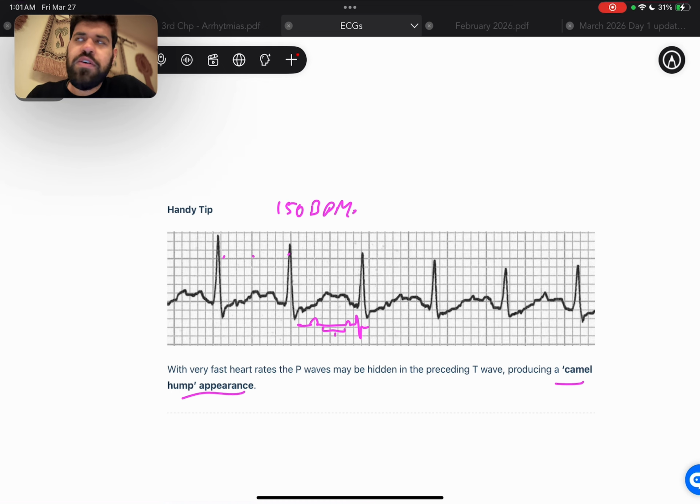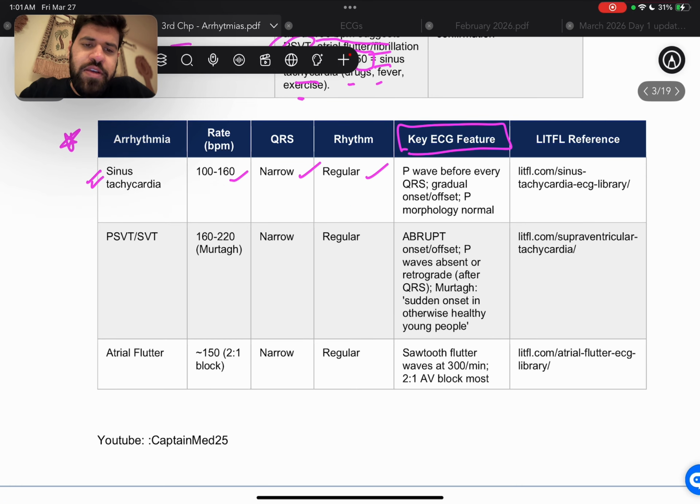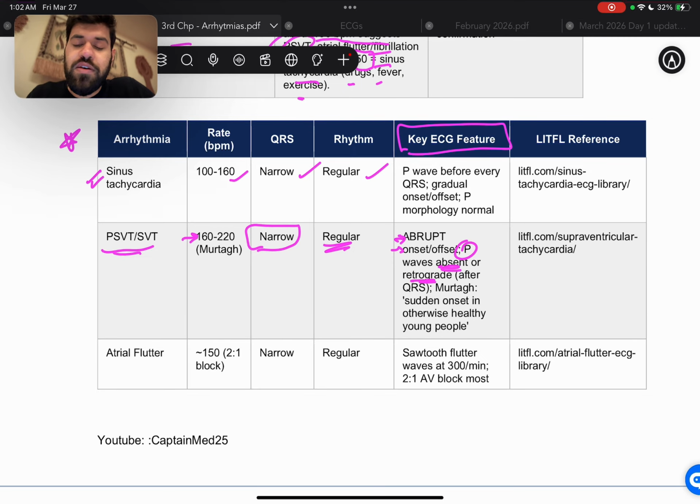If you can go over the last video, we went over the pathway followed for deducing an ECG. Now coming up to PSVT or SVT, the rate is going to be significantly higher than normal tachycardia. QRS again normal, and the rhythm is regular. All right, so abrupt onset and offset, P waves are absent in this, or retrograde. That means they're hidden under the T waves themselves. All right, and there is a sudden onset in otherwise healthy young people.